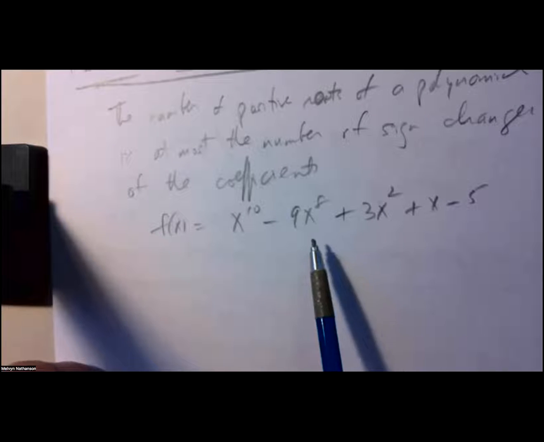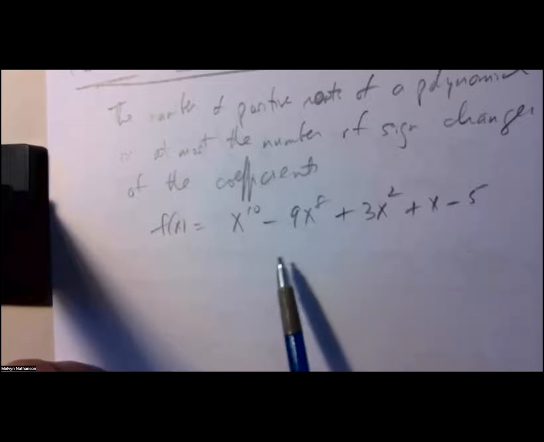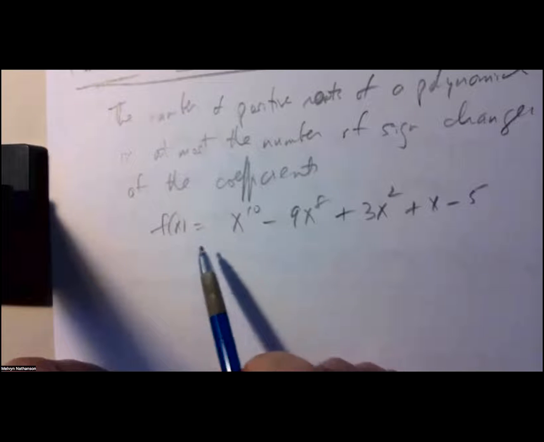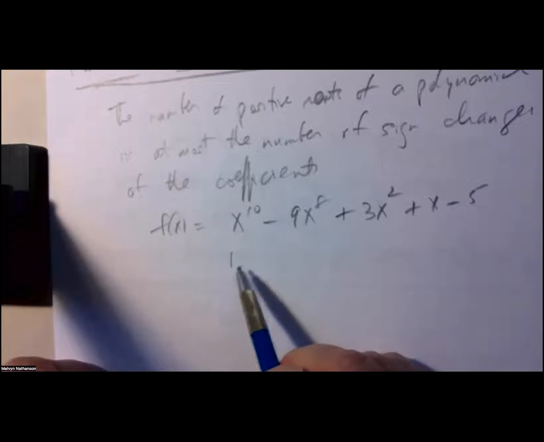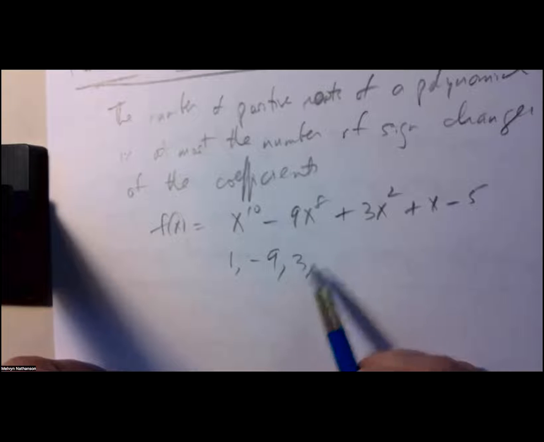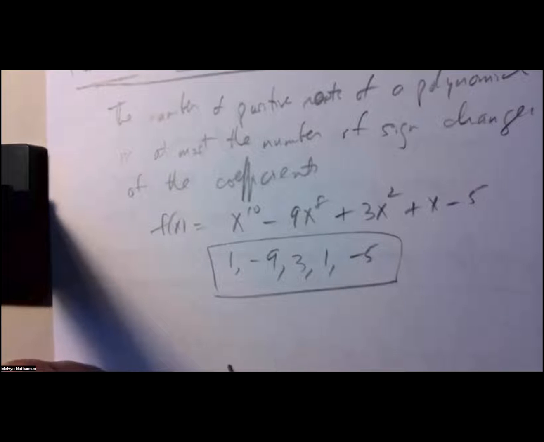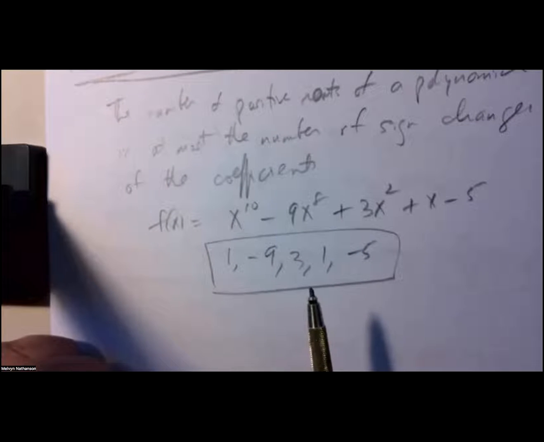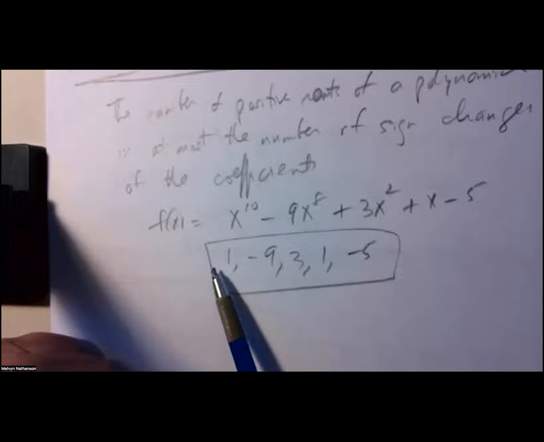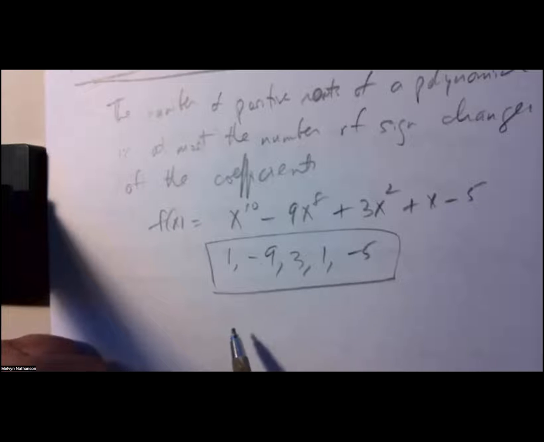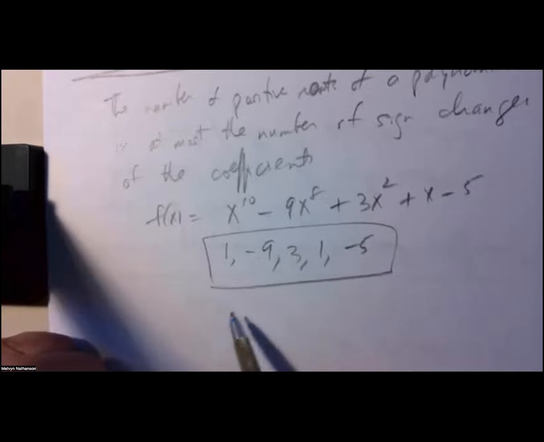So there's some powers of x you don't see. You don't care about them. You only care about the non-zero coefficients. And if you look at the sequence of non-zero coefficients, it's 1, minus 9, 3, 1, minus 5. It's this sequence. And in this sequence, there are three sign changes: plus to minus, minus to plus, and plus again to minus. And all one really cares about is the sign. So from the point of view of Descartes' theorem, you just write a plus or minus 1.